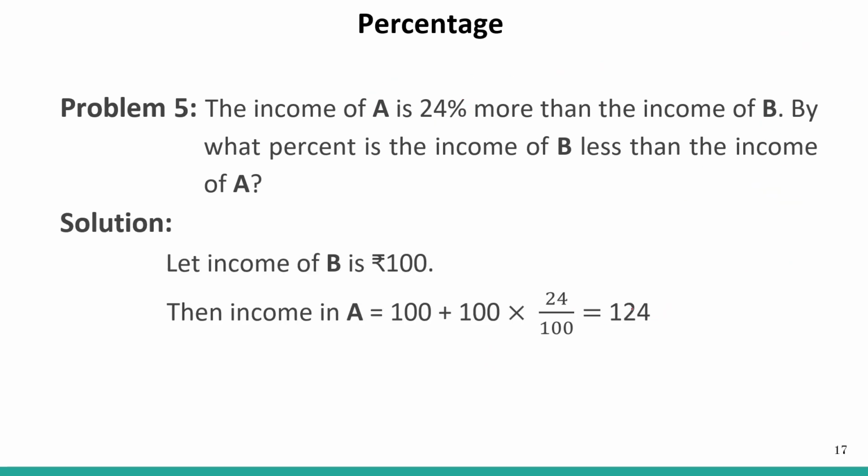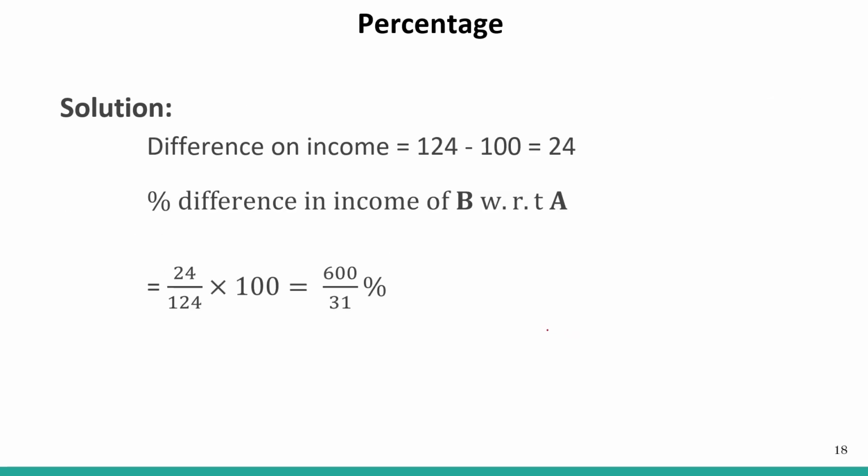So let's see. Let income of B be 100. So income of A is equal to what? 100 plus 100 into 24 by 100 is equal to 124. So difference in income is equal to 24. So difference in income of B with respect to A is equal to 24 by 124. So it will be 600% by 31%.